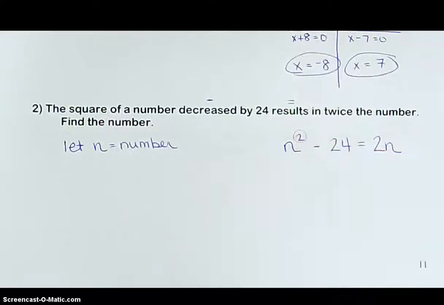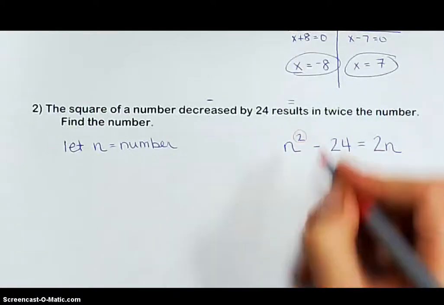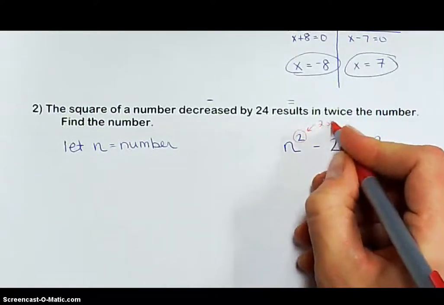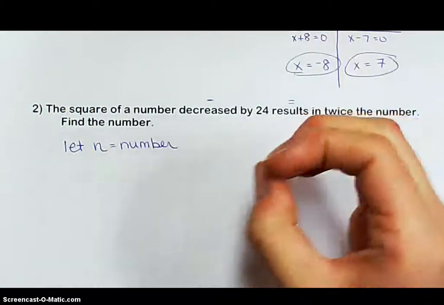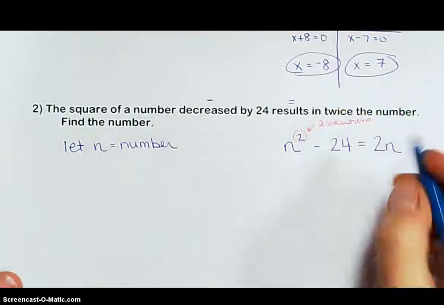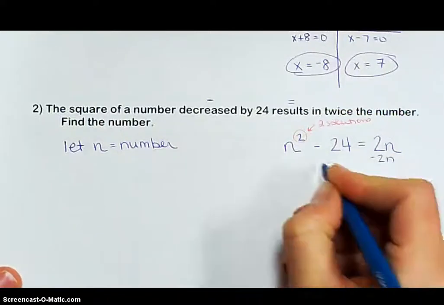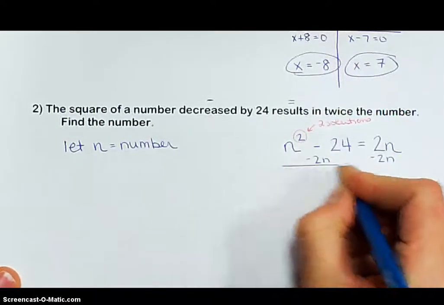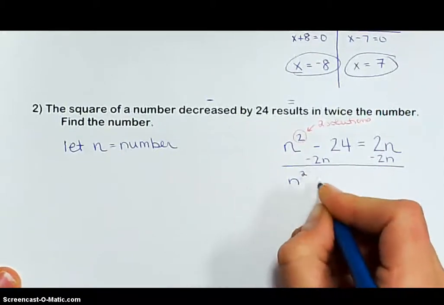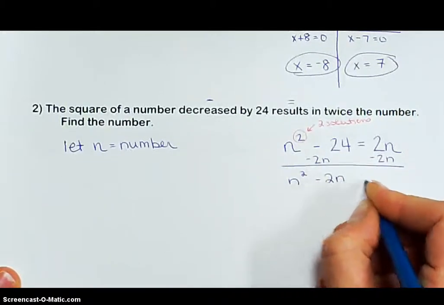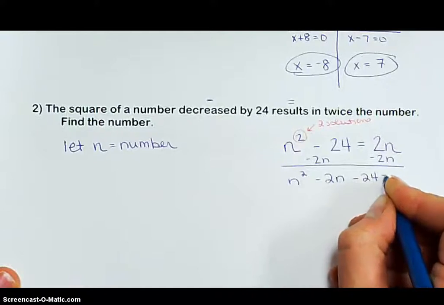Again, if we take a look at our power, we have a 2, so that means there's going to be two solutions. So there's going to be two answers here. So if there's two answers, we have to set the whole thing equal to 0, and then we can factor and solve. So I'm going to transpose the 2n to the other side. And now when I rewrite it, we want to make sure it's in standard form. So n squared, then the n, and then the constant.